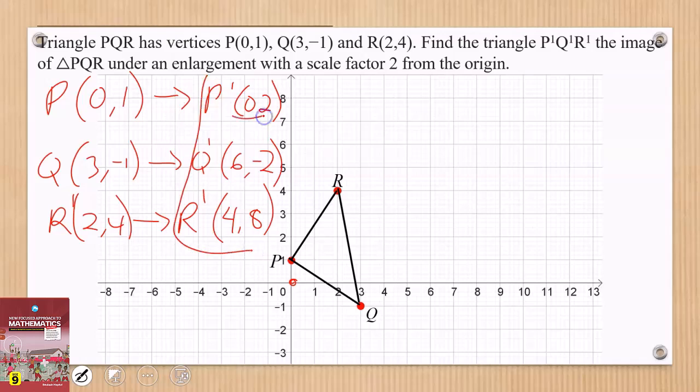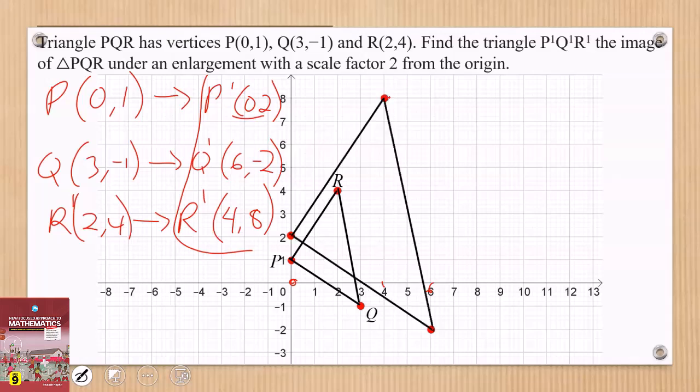So P prime is (0, 2): X is 0, Y is 2, so it will be here. Now Q prime is (6, -2): 6 is here, and negative 2 will go down, so we get our point here. Then (4, 8): 4 is here, 8 is up somewhere here, and so we get that. When we join them together, we have the image like this. So this is our P prime, this is our Q prime, and this is our R prime. And that answers the question. Good. Let's take another example and see.